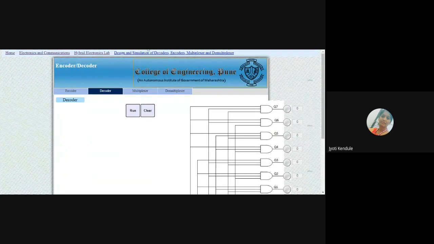Okay. I will share some write-ups with you for all these experiments, that you are supposed to write down. For example, we discussed a code converter, binary to gray to binary.